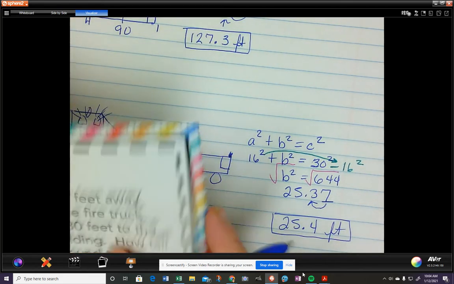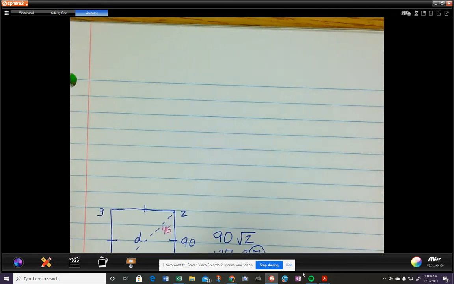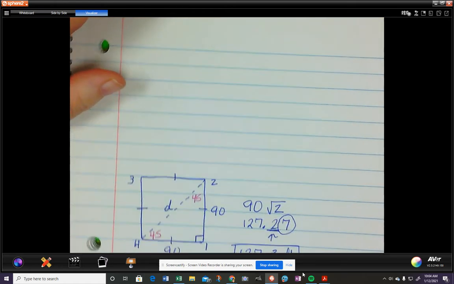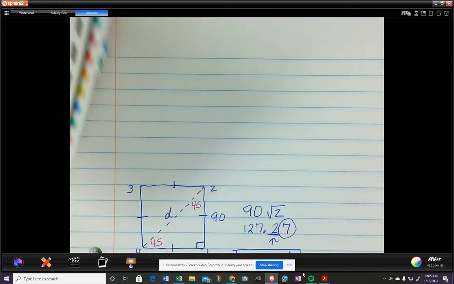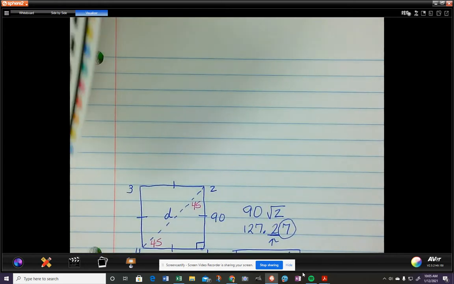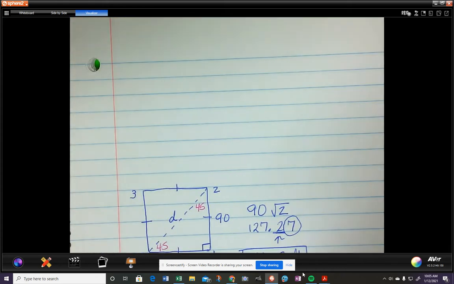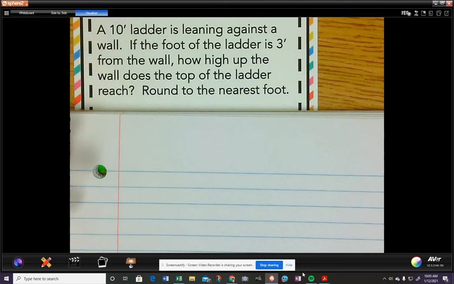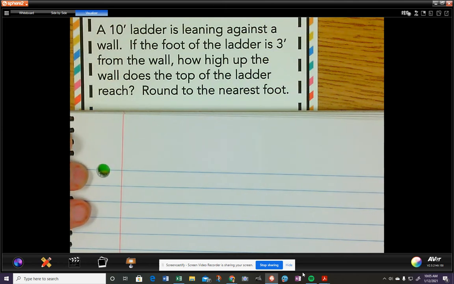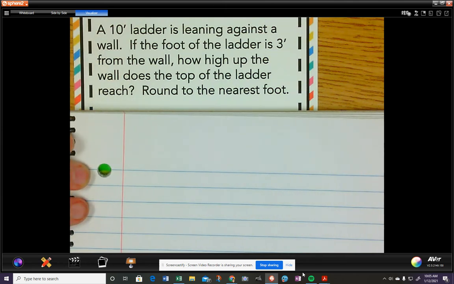All right. Let's try one more. Here's one. A 10-foot ladder is leaning against the wall. If the foot of the ladder is 3 feet from the wall, how high up on the wall does the ladder go or reach? Round to the nearest foot.